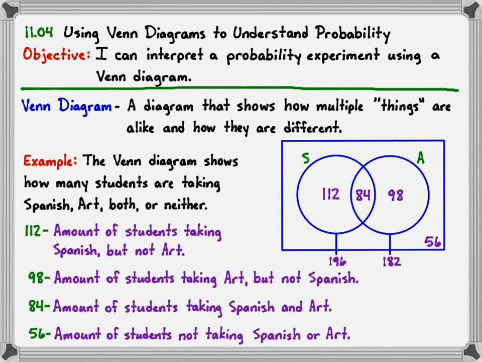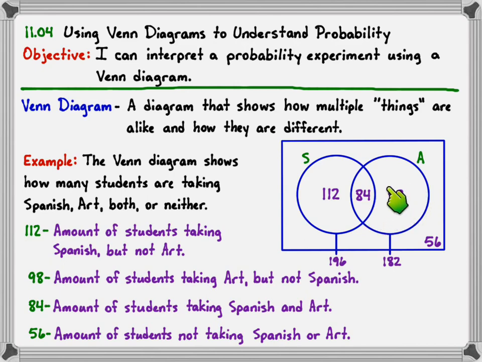If I say there are 98 students that take art, then we do not put the 98 here. We put the 98 down here because there are 98 students that take art. So you have to include both pieces of the art circle, okay?